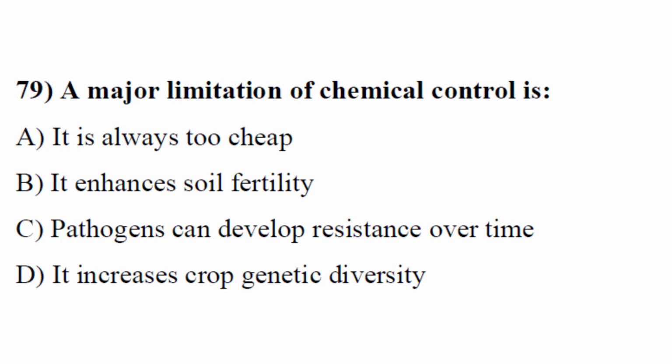79. A major limitation of chemical control is A. It is always too cheap. B. It enhances soil fertility. C. Pathogens can develop resistance over time. D. It increases crop genetic diversity. Answer: C. Pathogens can develop resistance over time.